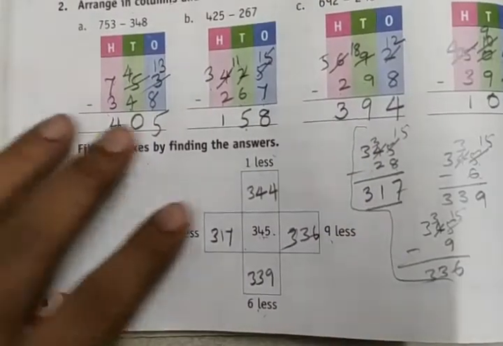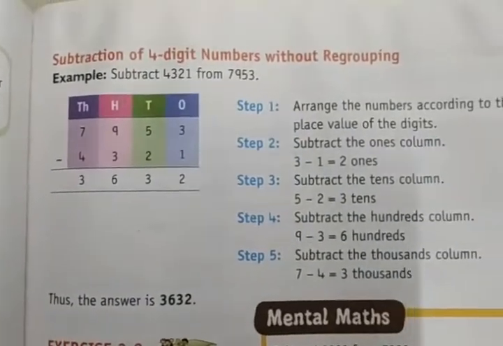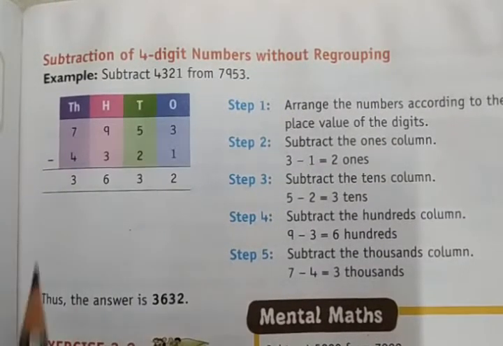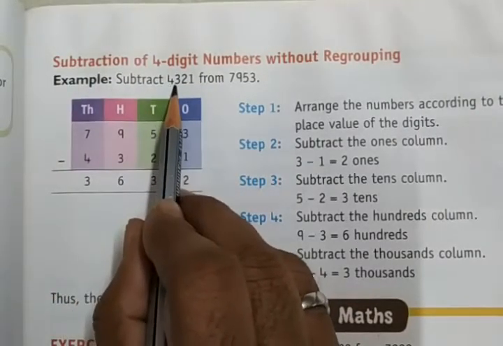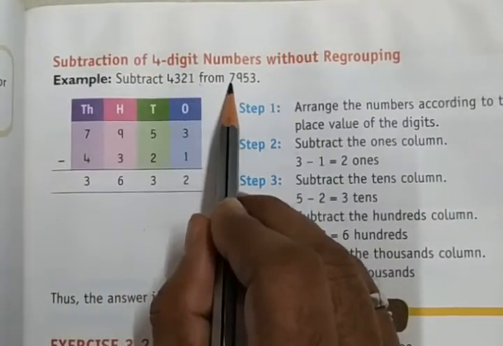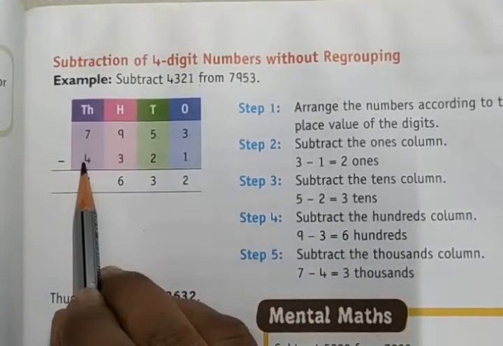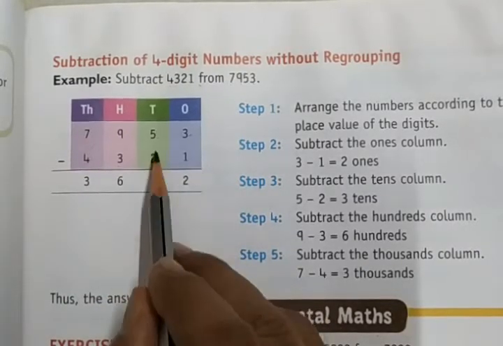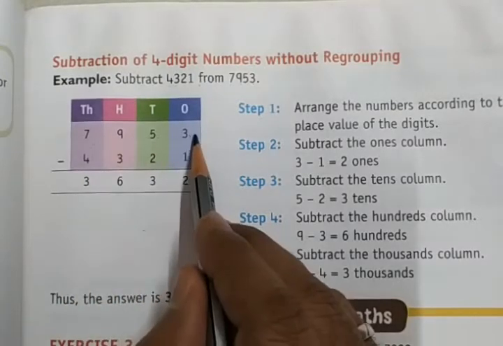Okay. So next let's move on to the subtraction of a 4-digit number from a 4-digit number without regrouping. Without regrouping means without borrowing. Okay. Then here, example: subtract 4,321 from 7,953. 7,953 minus 4,321. 3 minus 1 is 2. 5 minus 2 is 3. 9 minus 3 is 6. So here we can do this.